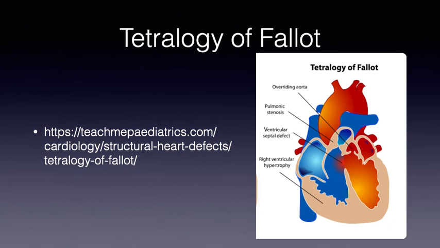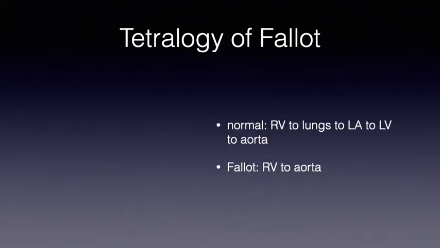Okay, so how do the four parts of the tetralogy of Fallot work together to cause a problem? We can start by announcing what the resulting problem is. It's that blood going through the heart will largely skip the pulmonary circuit and instead go from the right ventricle to the aorta. So it has that much in common with transposition of the great vessels.